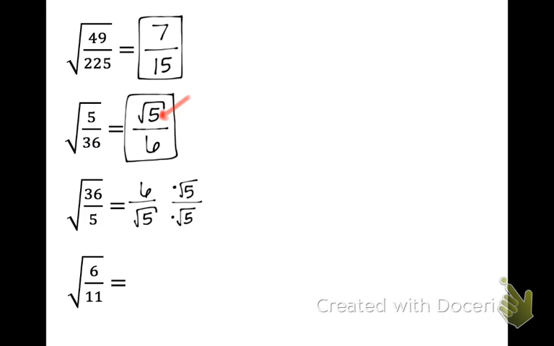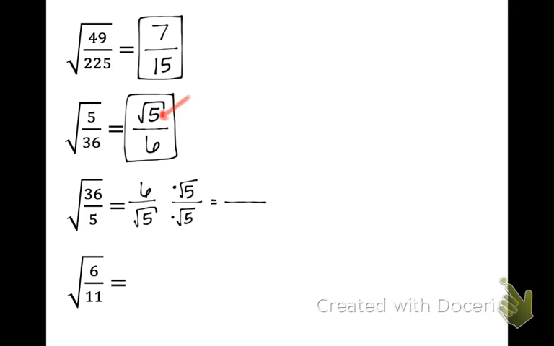The reason we can do this is because this is actually just the number 1. Anytime you have something divided by itself, it's just a 1. So we're really just multiplying 6 over square root 5 times 1. It just happens to be we would like to use this form. And we will see why in just a second.